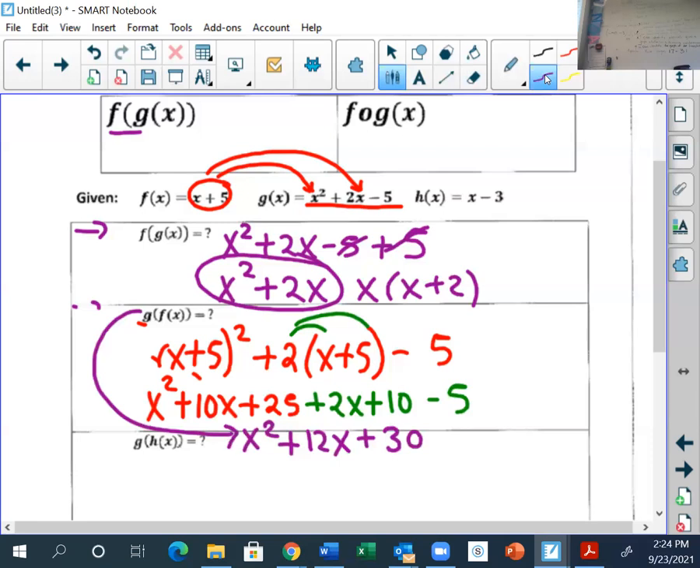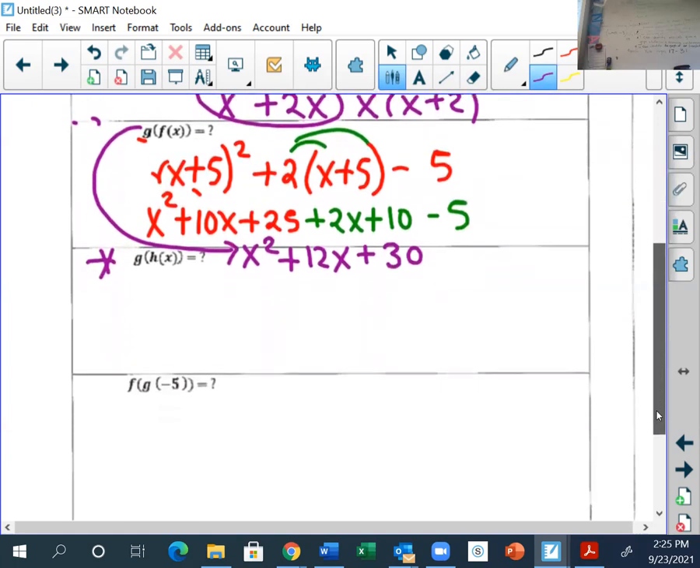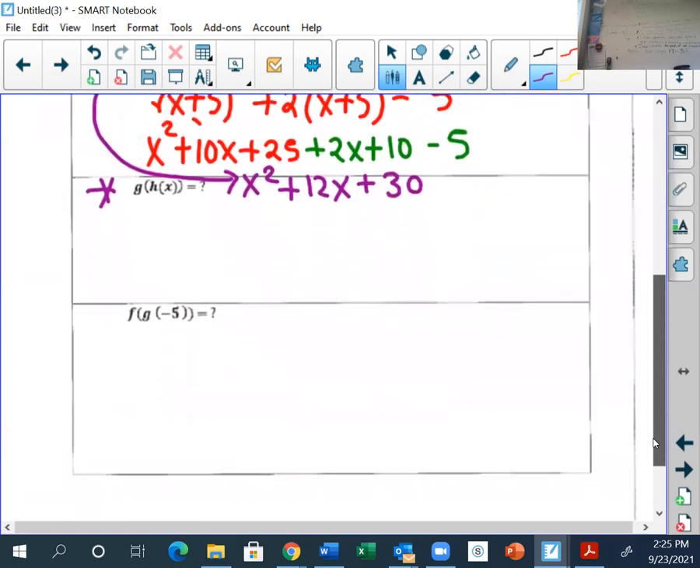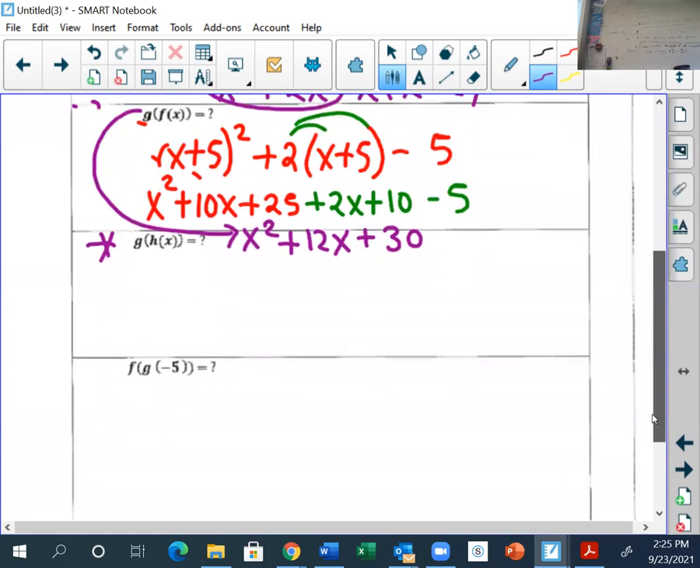Okay, so I want you guys to do g of h of x, meaning inside g, h of x goes in. H of x is x minus 3, right? So inside g, every time you see an x here, you replace it by x minus 3. So you guys go ahead and do this, and then we'll go over it in class. You can pause the video. And then f of g of negative 5, maybe I'll do this one.